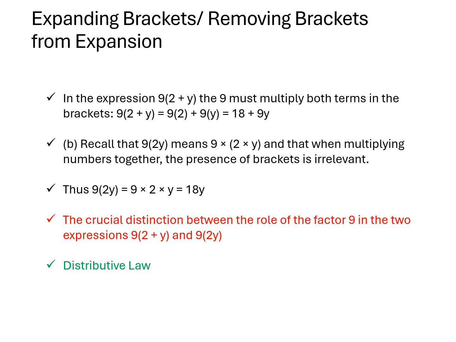So recall that 9 times 2y means 9 times 2 times y. And that when multiplying numbers together, the presence of brackets is irrelevant. So it is important to distinguish between the role of the factor 9 in the two expressions: 9(2 + y) and 9(2y). You see the distinction? If you don't see the distinction, leave a comment.